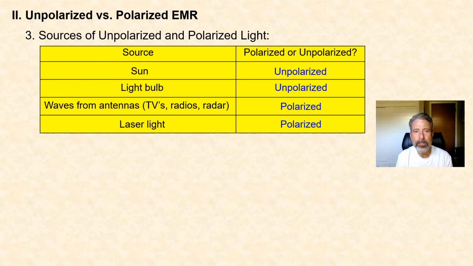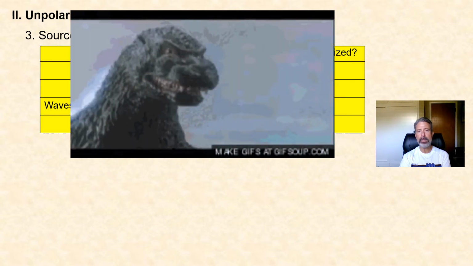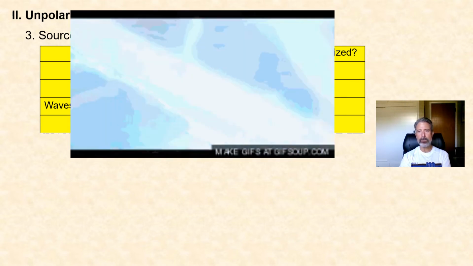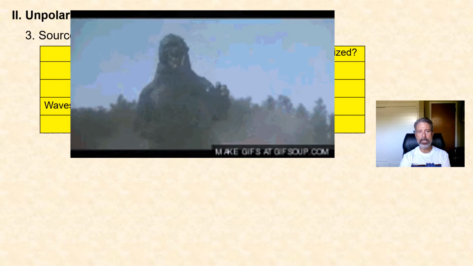Now, there is another example that I didn't include in your notes because there is currently some scientific dispute as to its accuracy, but one that is rather interesting. And this is the light emanating from Godzilla's mouth. Historical records suggest that it too is polarized light.